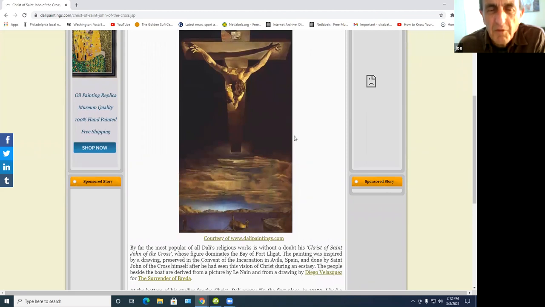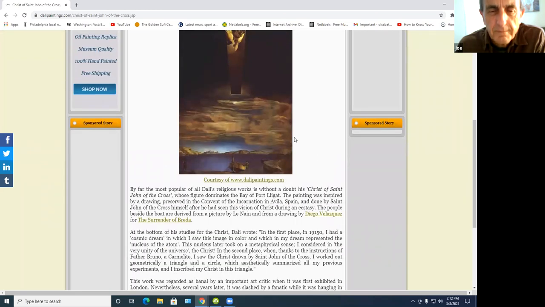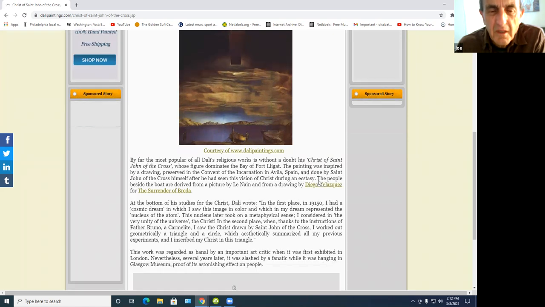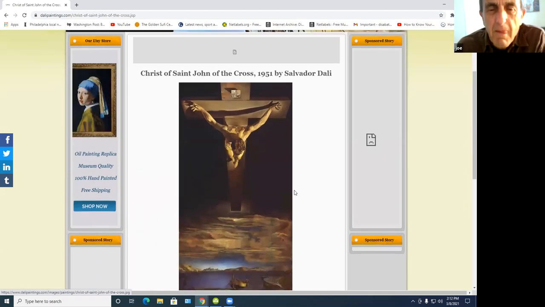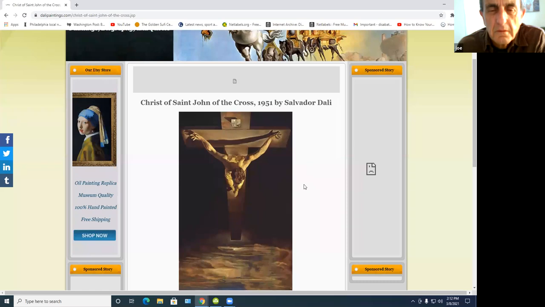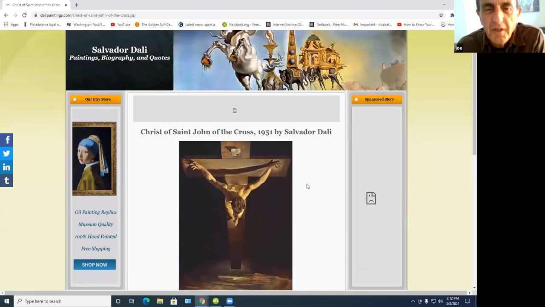So this is the most popular of his religious works, it says here. Said in 1950, I had a cosmic dream in which I saw this image in color, in which in my dream represented the nucleus of the atom. The nucleus later took on a metaphysical sense. I considered the very unity of the universe, the Christ. And then I saw the Christ drawn by St. John of the Cross. I worked out geometrically a triangle and a circle, which aesthetically summarized all my previous experiments, and I have inscribed my Christ into this triangle. That's a powerful image. And totally original, any play doing the crucifixion.